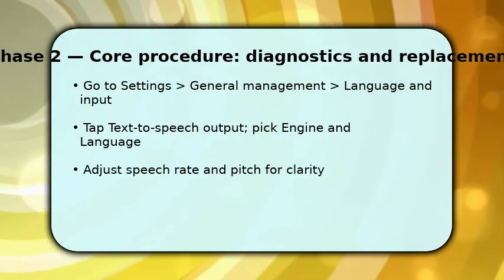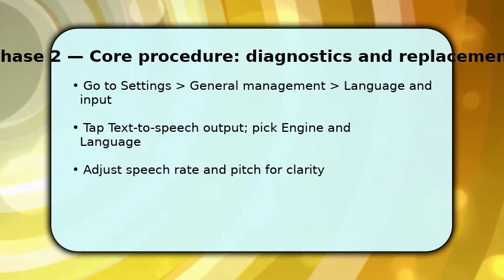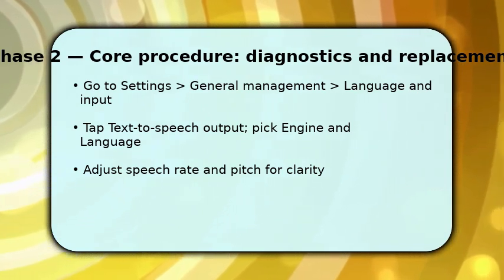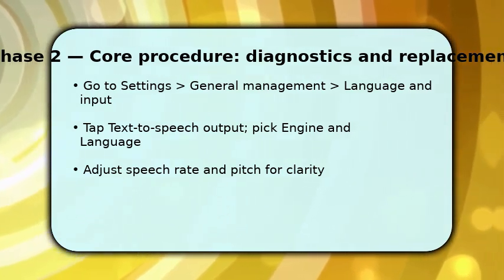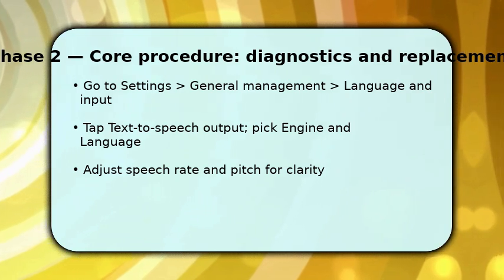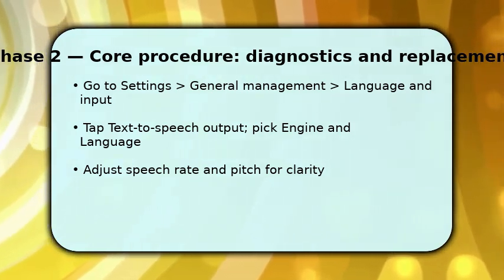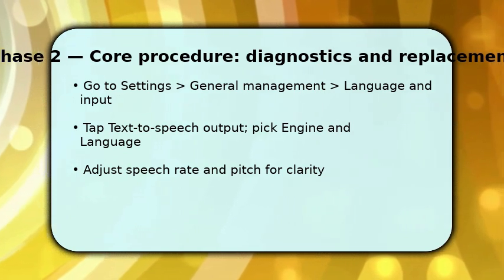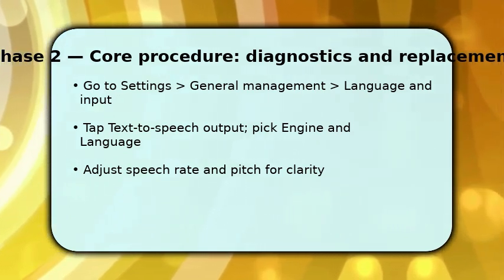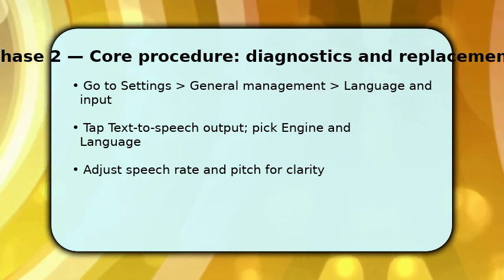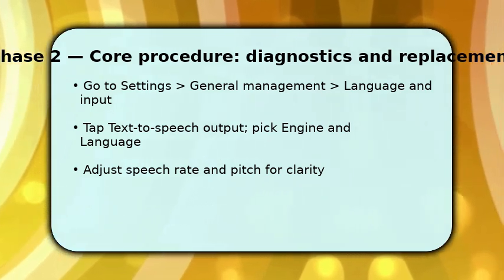Next, you change the spoken voice used for announce calls by updating text-to-speech output. Go to Settings, General Management, Language and Input, then Text-to-Speech Output. Choose the TTS engine, Samsung or Google, and pick a language and voice variant. Adjust speech rate and pitch so names announce clearly. Slower speed often improves recognition.